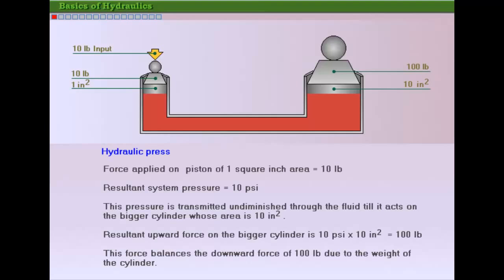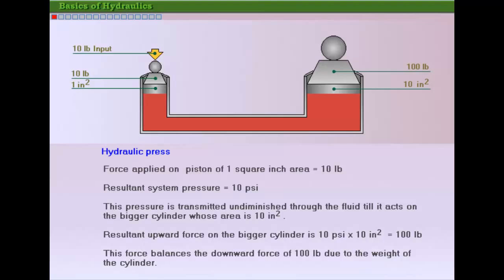The hydraulic press uses the principle stated in Pascal's law to multiply force applied on a small area to a bigger force from a larger area. Let's see how Bramah, a British mechanic, applied Pascal's principle to the hydraulic press.